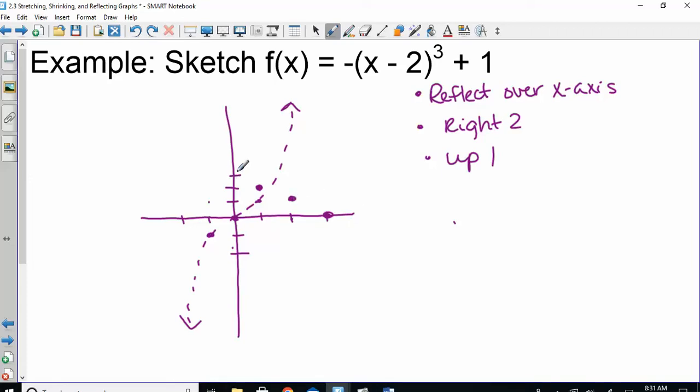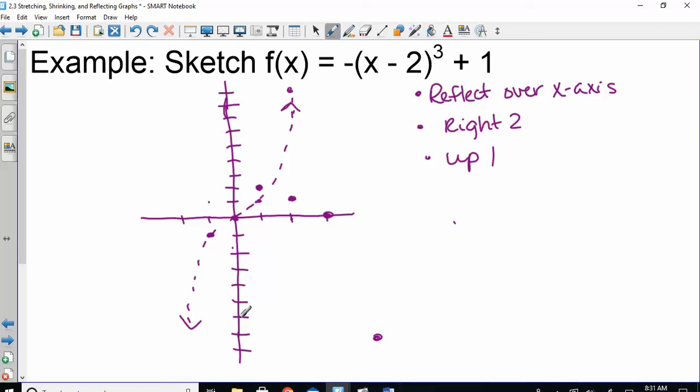Okay, let's do more points. Is this supposed to be the same shape? Yeah, it's the same thing, just flipped over. Okay, if I did more points, 2, 8 would have been on my original, right? So if I flip that, it goes to 2, negative 8. Then I take it right 2 and up 1.